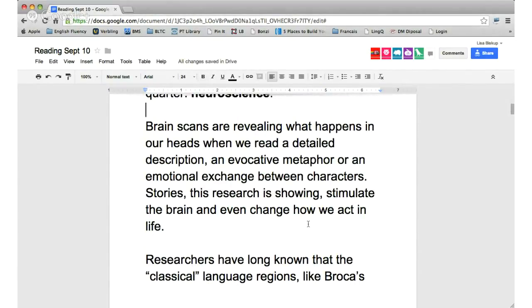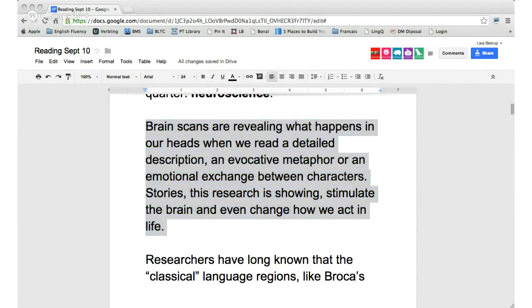All right, so I'll read, and then Selma, you can read after me. Brain scans are revealing what happens in our heads when we read a detailed description, an evocative metaphor, or an emotional exchange between characters. Stories, this research is showing, stimulate the brain and even change how we act in life. Okay, Selma?